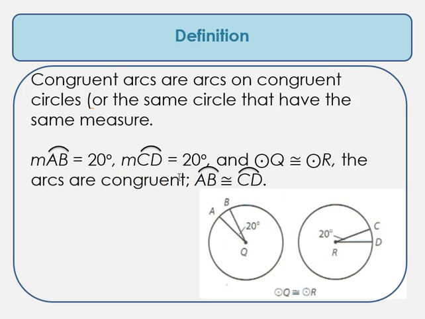Okay, moving on to some more definitions. Congruent arcs are arcs in congruent circles or the same circle that have the same measure. Let's look at the circles. We have circle Q and circle R. They both have central angle measures of 20 degrees and arcs that are subtended, which will also be 20 degrees. So the measure of arc AB is 20, the measure of arc CD is 20, and circle Q is congruent to circle R, so the arcs are congruent.